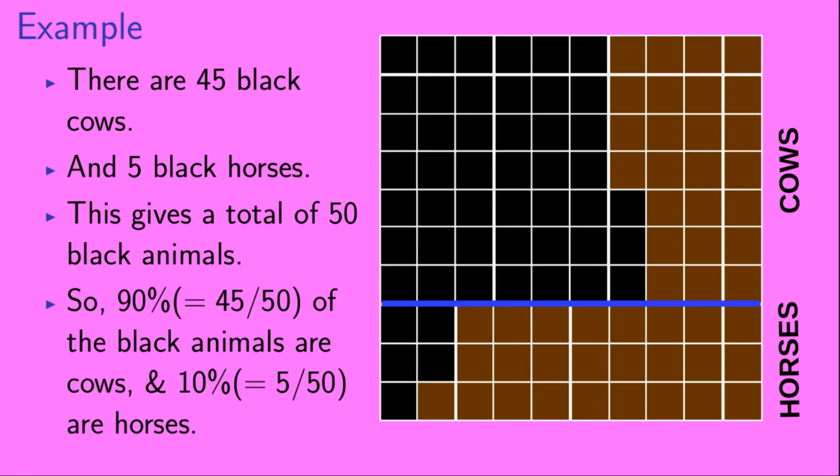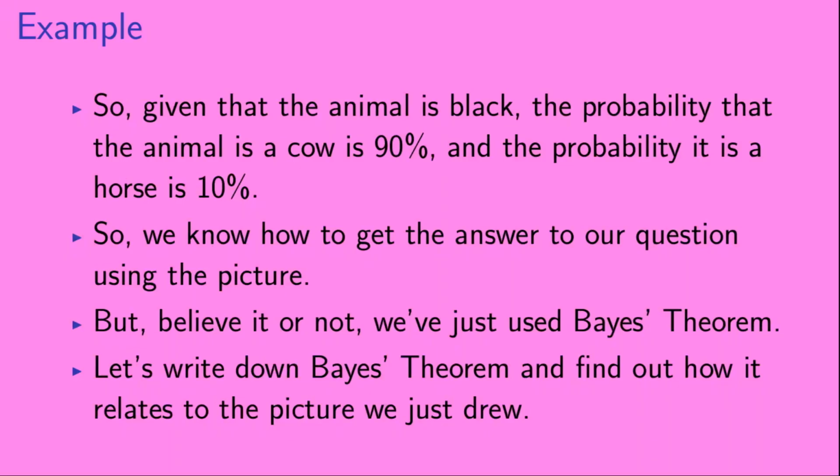So there are 45 black cows and 5 black horses. This gives a total of 50 black animals. So 90%, that's 45 out of 50, of the black animals are cows, and 10%, that's 5 out of 50, are horses. So, given that the animal is black, the probability that the animal is a cow is 90%, and the probability it is a horse is 10%. So, we know how to get the answer to our question using the picture. But believe it or not, we've just used Bayes' theorem.